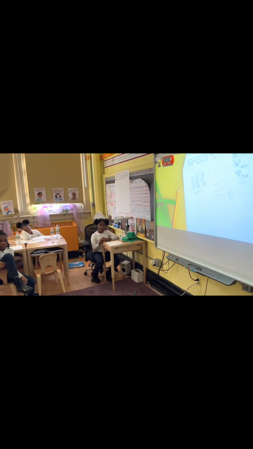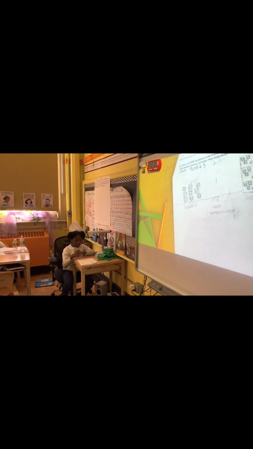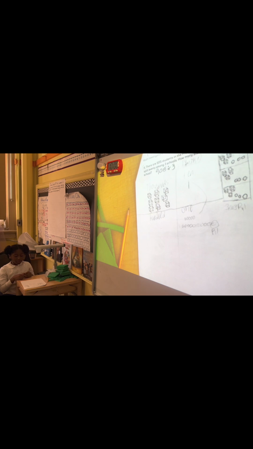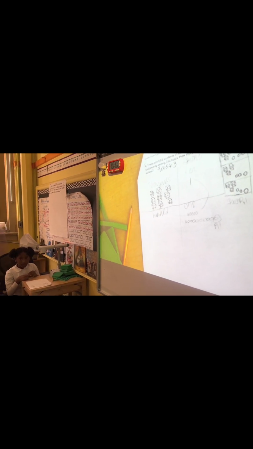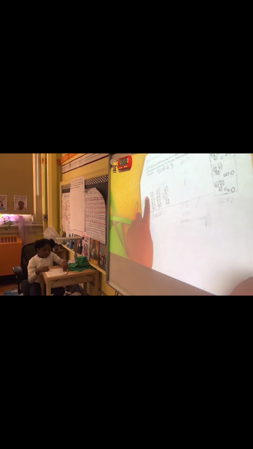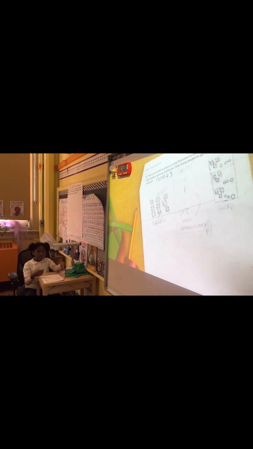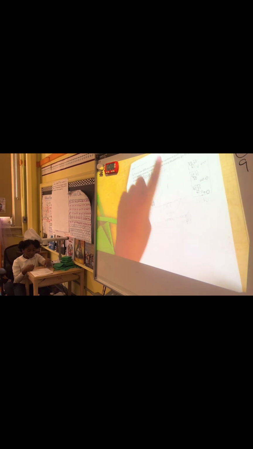Chioma, take us through your work again. So first I started with the thousands, and since there was 9 and they were dividing it by 3, there was enough to put in each group. So I put 3 in each. Chioma, as you're working, can you point to what you're saying so that your friends can see? Since there was 9,000, I was able to put 3 of them in each group because 3 times 3 is 9. And then since there was no hundreds, I moved on to the tens.